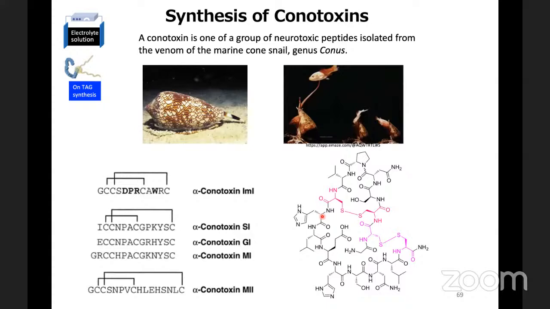We chose alpha conotoxin SI as a natural product to apply this reaction to. Conotoxin is a group of neurotoxic peptides isolated from the venom of the marine cone snail, genus Conus. SI has 2 pairs of intramolecular disulfide bonds. We protected the thiol groups of the pairs we wanted to bind with ACM and trityl groups, respectively, to form the peptide chain, and subjected it to the same electrolytic reaction.